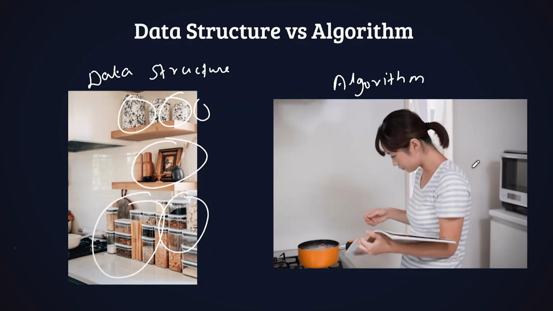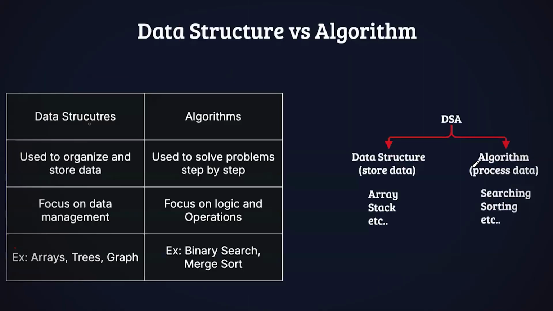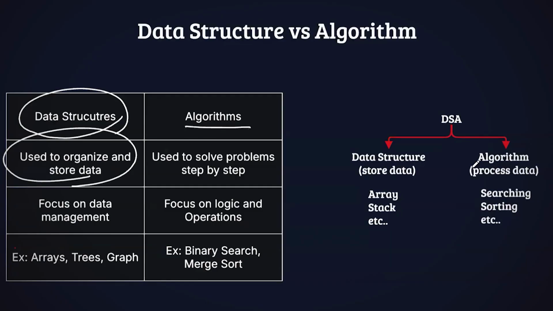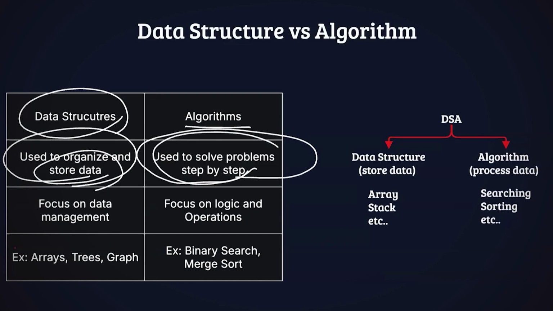Now we are going to see it a little bit more technically. A data structure is used to organize and store the data, whereas an algorithm is used to solve problems step by step. You can visualize the previous example: storing the ingredients in a container, and following the instructions step by step. A data structure focuses on data management, whereas an algorithm focuses on logic and operations. This is the key difference.